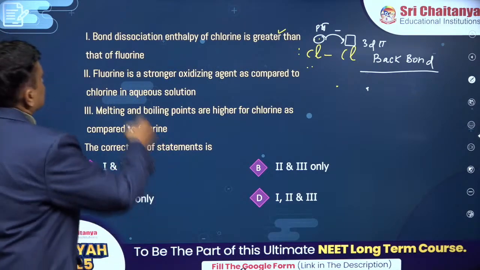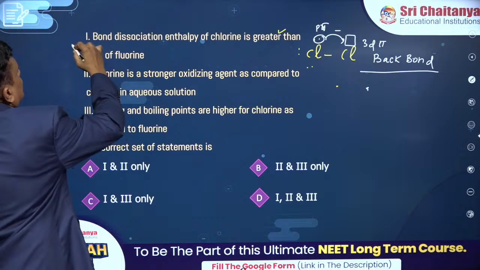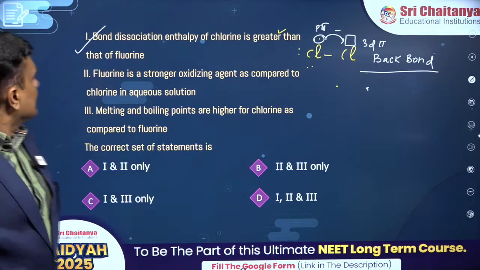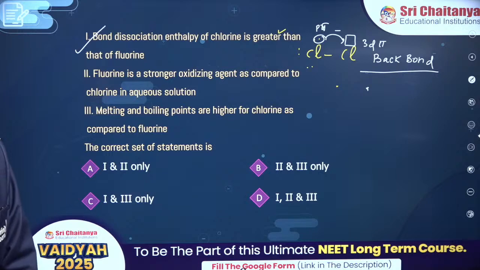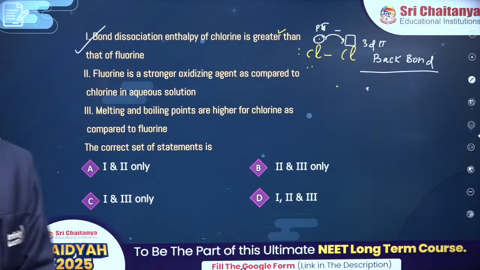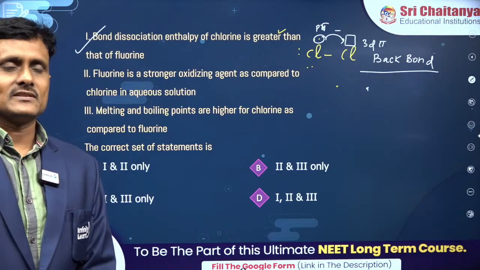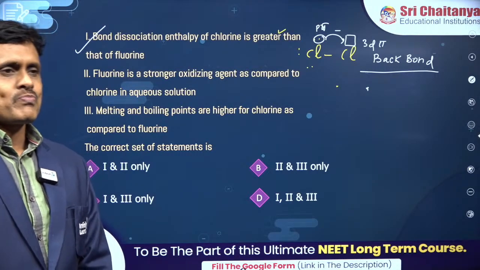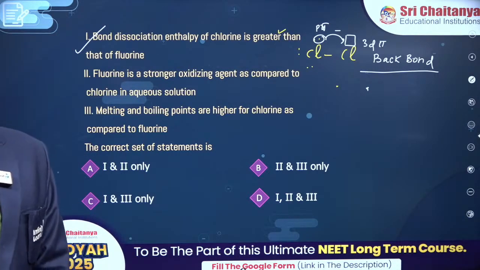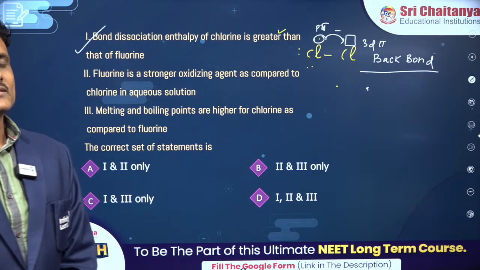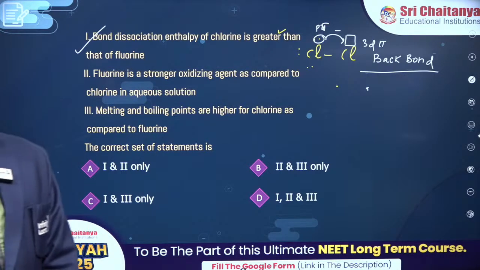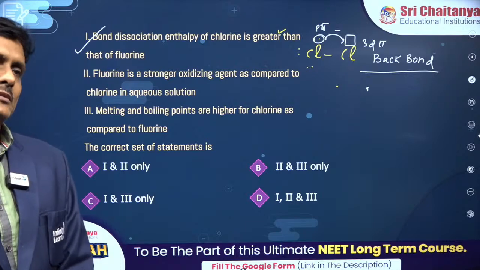Have you understood? So this is a correct statement. Bond dissociation enthalpy is greater than that of fluorine. This is a correct statement. Have you understood, buddies? No, that's what you're talking about, Ashley, is electron affinity. That's a different thing. This is bond energy. Is this understood, all of you? Why does Cl2 have more bond energy? P pi, d pi back bonding. Have you understood? Come on, speak out.